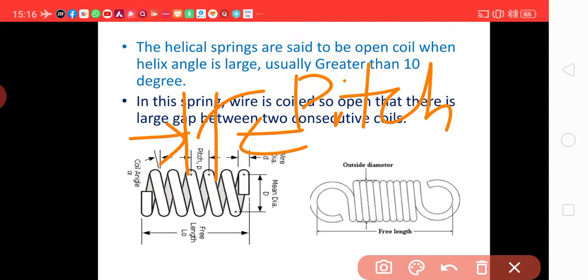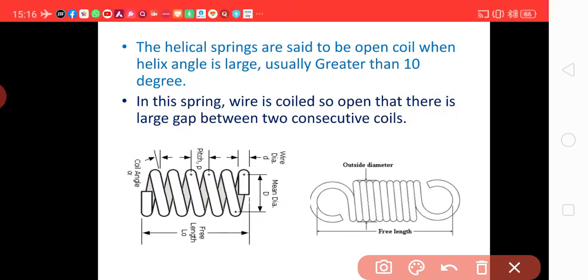So this marks 2 points on the spring body, that is at the outer diameter, and the distance between the two will be called as pitch.